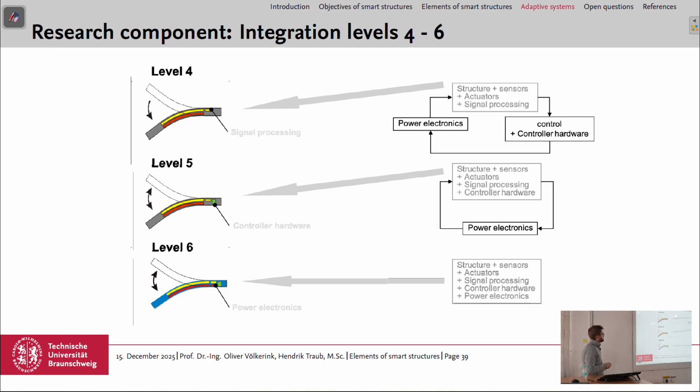And then we have the levels 4 to 6, which are not, let's say, part of this course, but for completion, we have level 4. Here also the signal processing is integrated in the load-bearing structure. So not only sensors and actuators, but also the signal processing. Then level 5, additionally, also the controller hardware is integrated. And then in level 6, also the power electronics is integrated. So in level 6, really every part of the smart structural system is integrated into the structure.